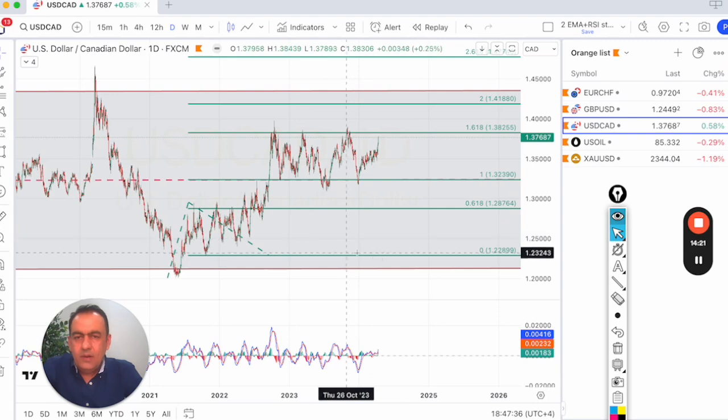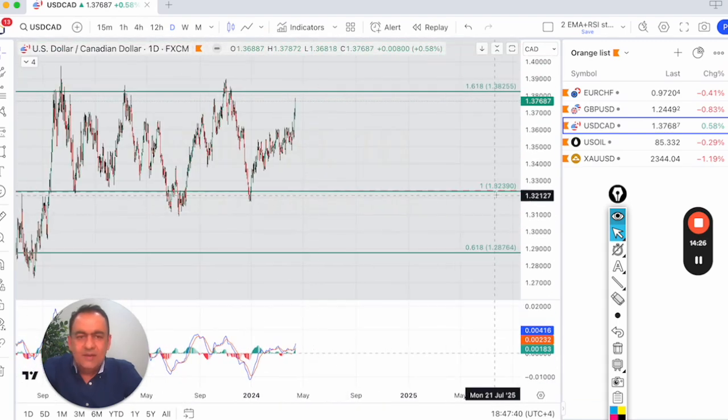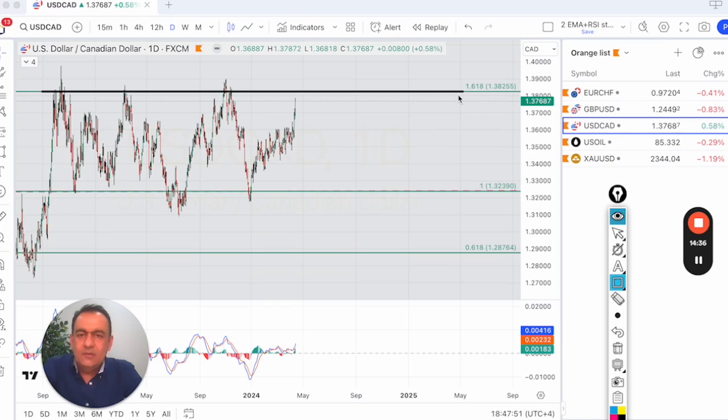Now if you notice, it bounced precisely from fib extension 100% after completing this correction, so our first target is at least fib extension 1.618. This is the immediate next target, and it would be completed somewhere around 1.3825. Currently we are at 1.3768, so there is a probability of another 60 pips minimum in this currency pair.